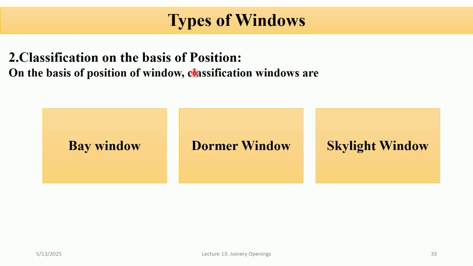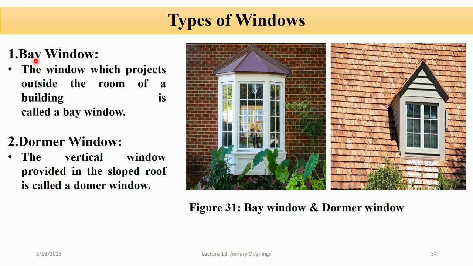So classification on the basis of position. So on the basis of position, windows are classified into bay window, dormer window, skylight window. First one is bay window. So the window which project outside the room of a building is called a bay window. You can see in the figure this is a bay window. So we provide a bay window into the building to allow more natural light to enter from multiple directions and provide better outside view, and it enhance the aesthetics and give a cozy sitting space.